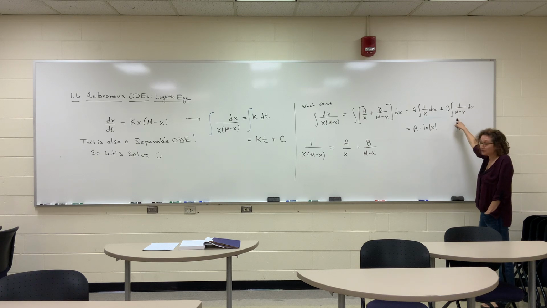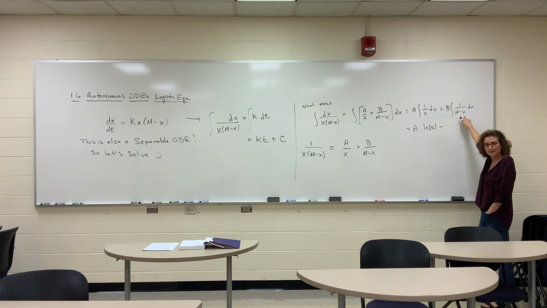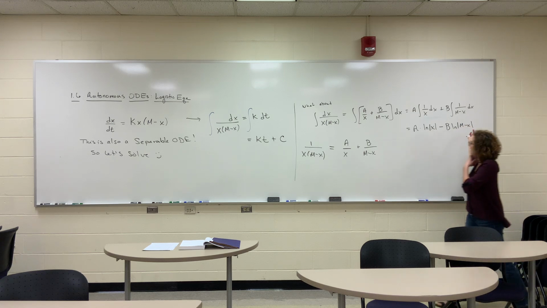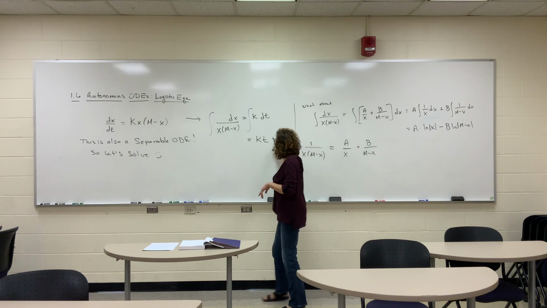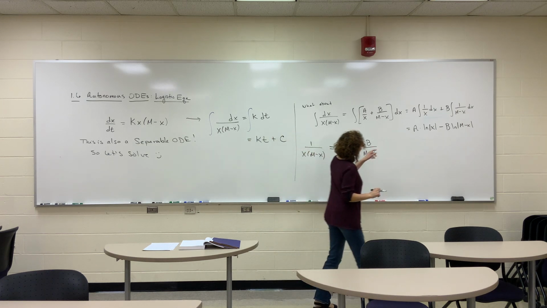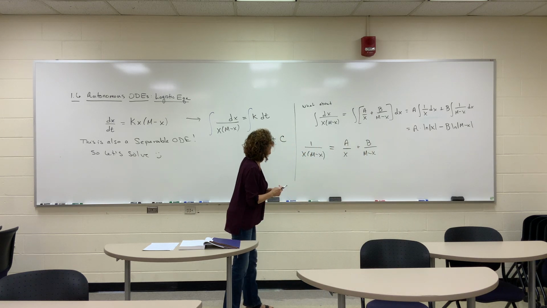Do the u substitution, and see that you're going to get a negative. Because u would be m minus x, du would be minus dx, so dx would be minus du. So minus b times the natural log of the absolute value of m minus x. Now we're not going to put a plus c on the end of that because we already put a plus c on the end of this. We're just doing this side. All we need is one. Okay, so we have our expression.